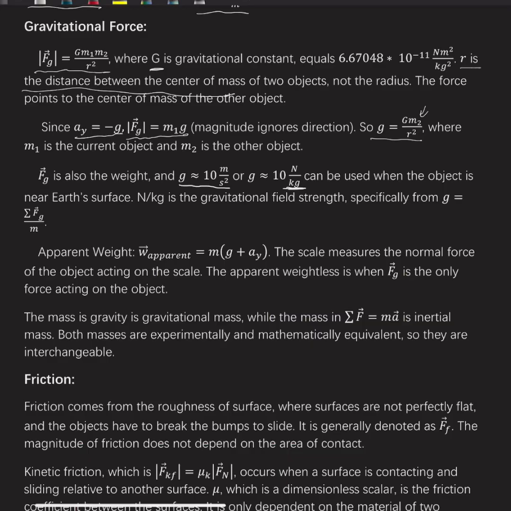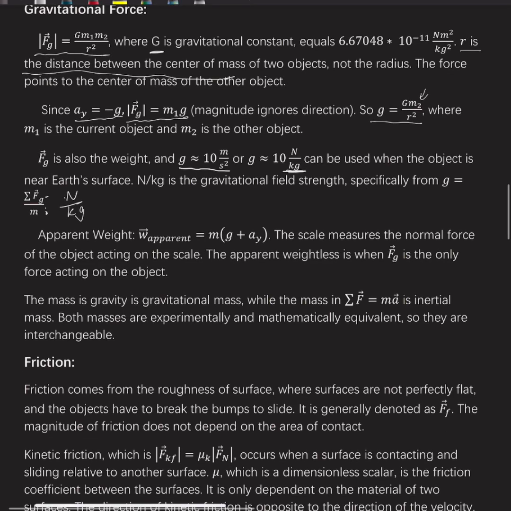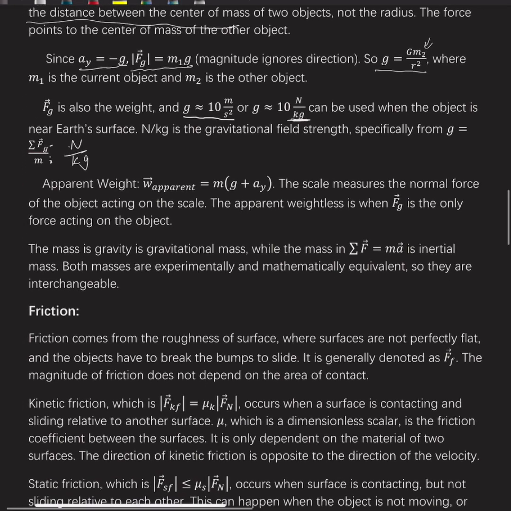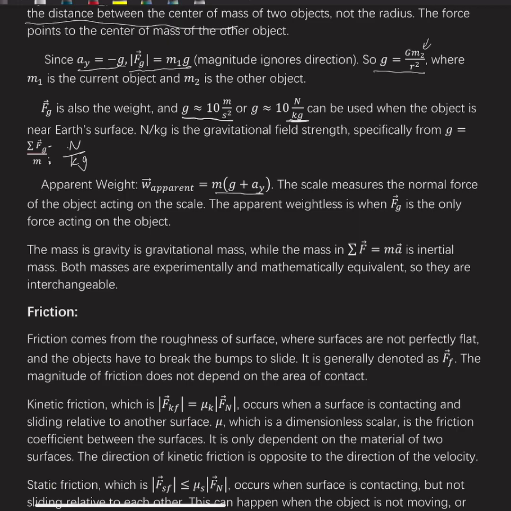It's the gravitational field strength, from the net force over mass equation, where the net force is in Newtons and the mass is in kilograms. They are mathematically equivalent, so you can use either of these. The apparent weight is the mass times the gravitational acceleration plus the acceleration in the y direction. Assume that up is positive.